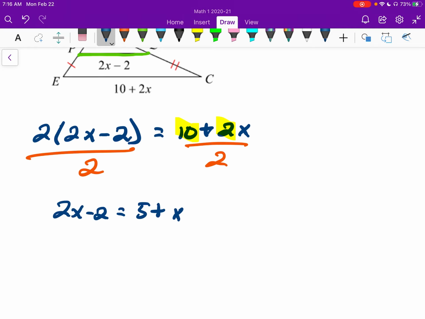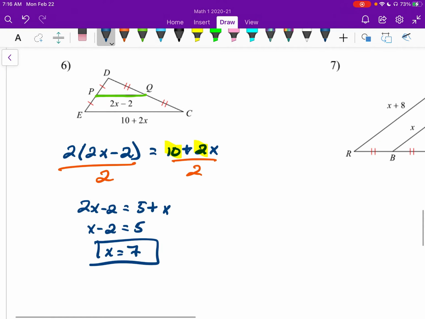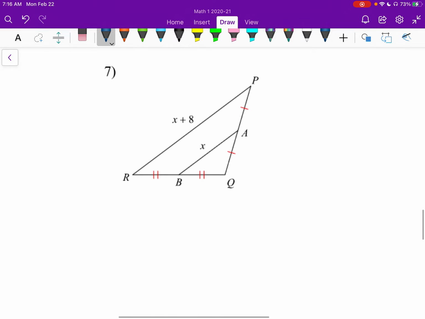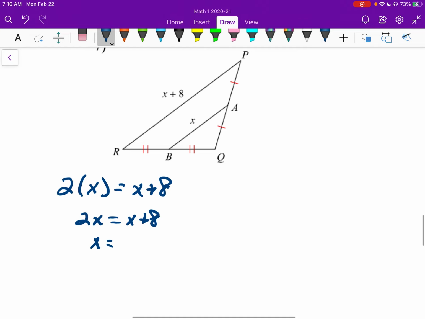Again, if you don't want to do it that way, it still works. I just like working with smaller numbers. I'll subtract my x to the left, so I'll have x minus 2 is 5. Add my 2, and x is 7. Number 7. I'm going to have 2 times my midsegment, which is x, equals x plus 8. So 2x is x plus 8. So subtracting my x, I get x equals 8.